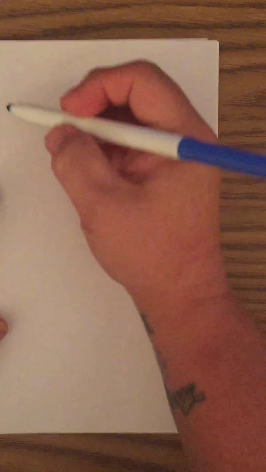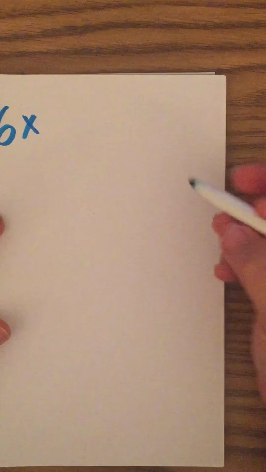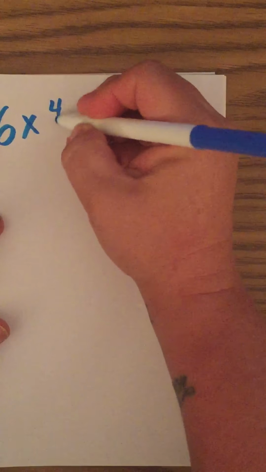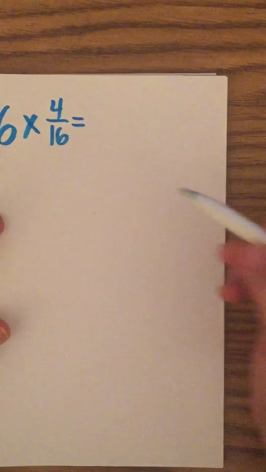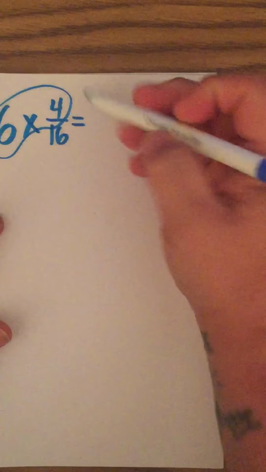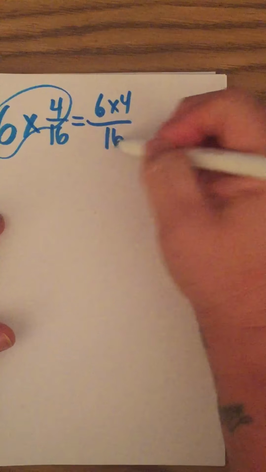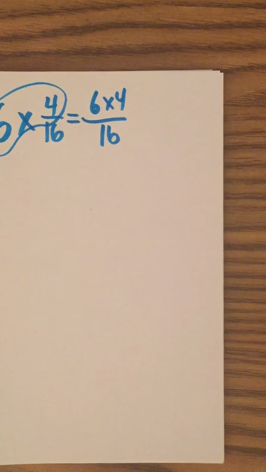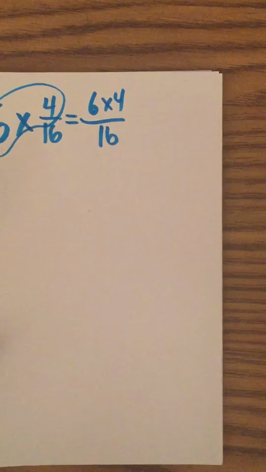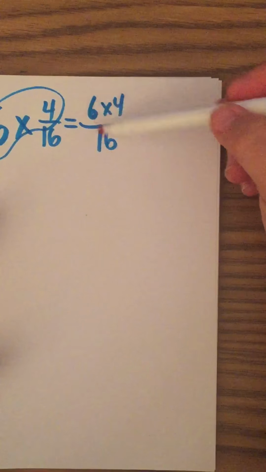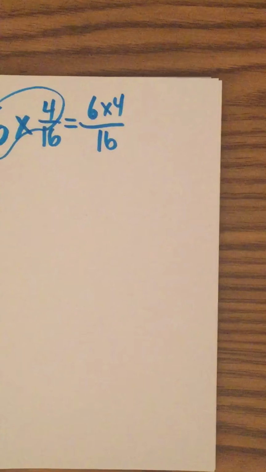How about 6 times 4/16? It's really 6 copies of 4, so 6 times 4 over 16. Well, I definitely am going to try to reduce here. I'm going to try to simplify. Ooh, I could simplify here because 6 and 16 have something in common I can divide by, and 4 and 16 also do. You try it your way. See what you get.